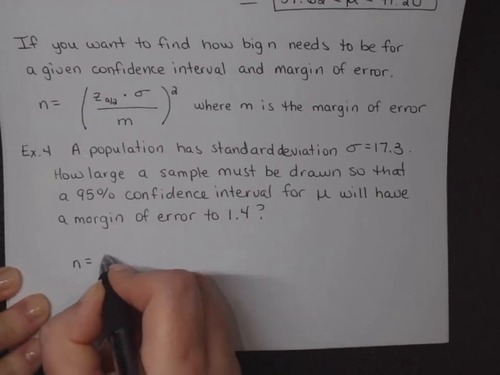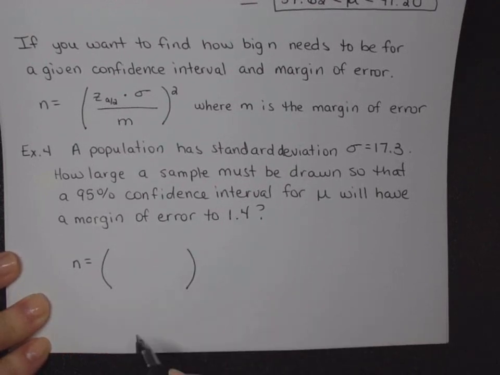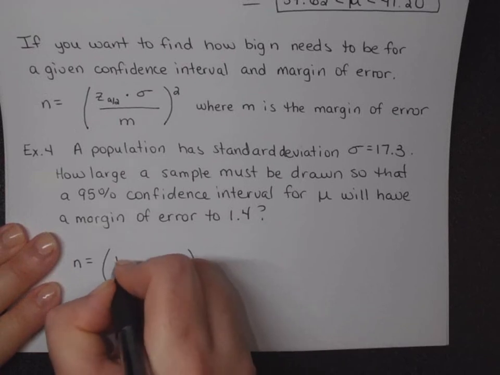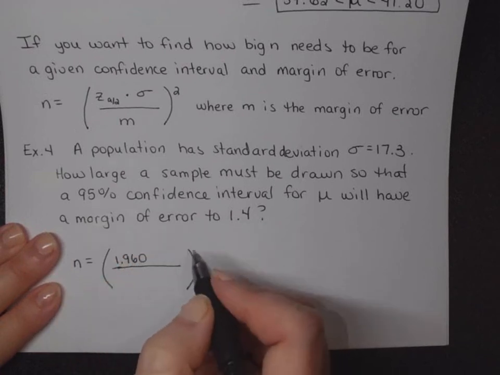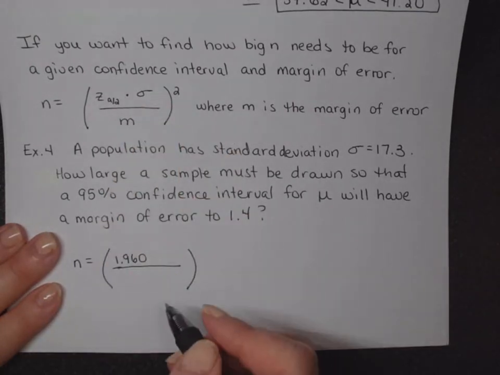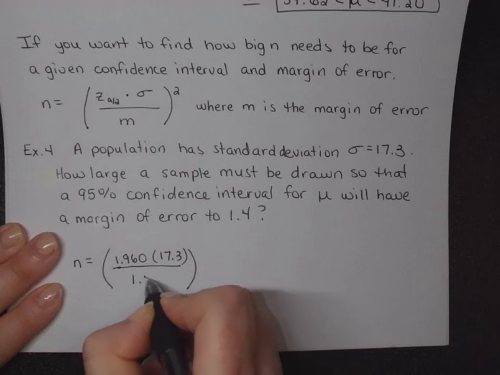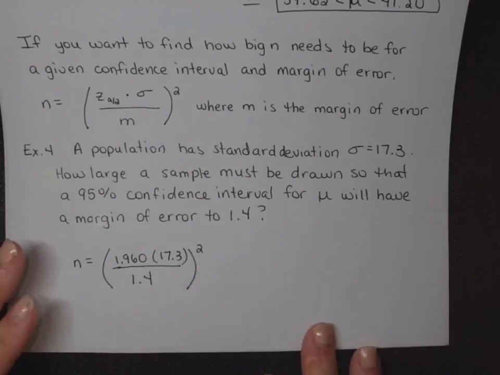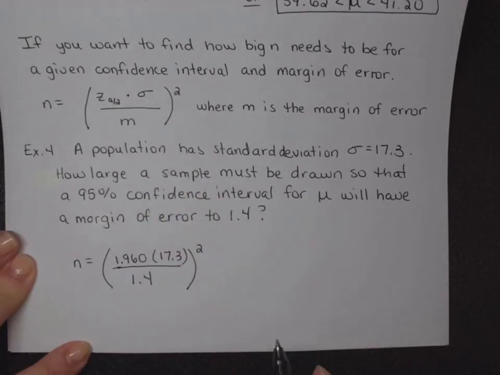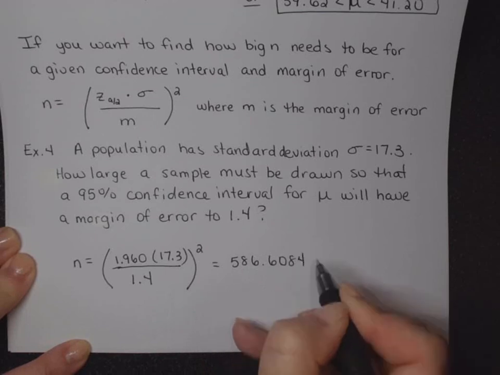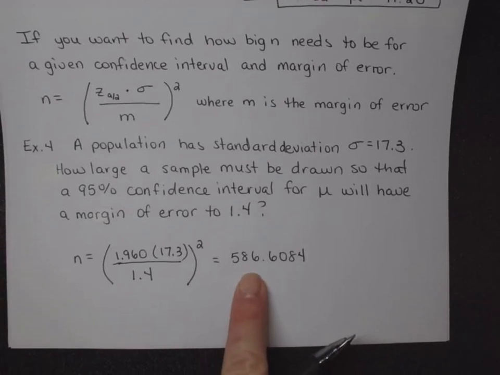Okay, so we're going to do n equals, and then we're going to have kind of a big thing here, right? So first is, what is the critical value? 95% is one that's on our chart. Okay, so you need to look back at your 8.3 chart on that last row, and the critical value is 1.960. Okay, and then we do the standard deviation, which is 17.3, and then divided by the error that we're willing to accept, and then square it. So all I did was plug everything into that equation right there. And you end up getting 586.6084.